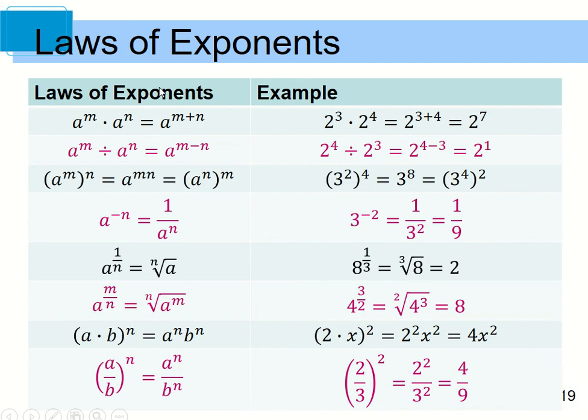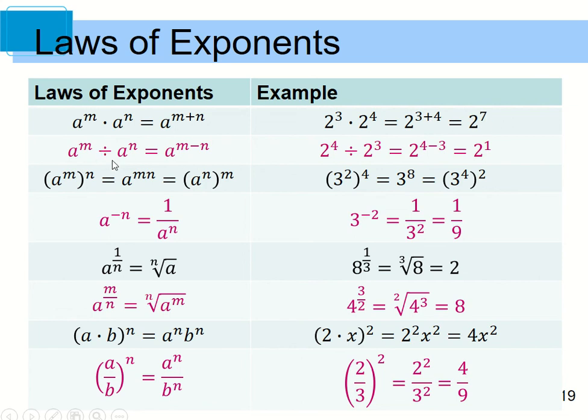Now next we are going to talk about the law of exponents. So these are the law of exponents. If we multiply exponents with the same base, a to the power of m multiply a to the power of n, what can we do? We just sum the exponents. For example, 2 to the power of 3 multiply 2 to the power of 4, we just sum the exponents, so we get 7.